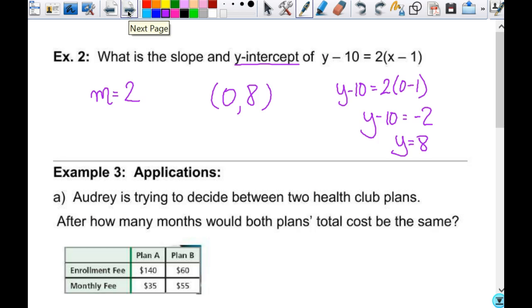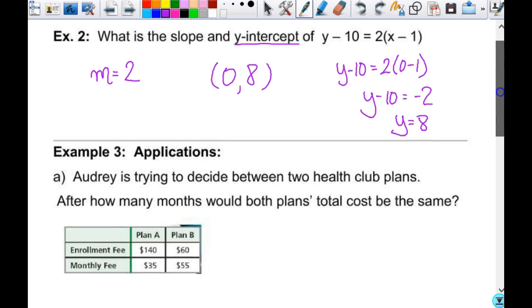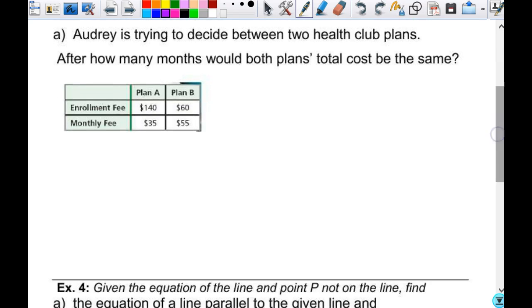Any questions? All right. Now this says, Audrey is trying to decide between 2 health club plans. After how many months would both plans' total cost be the same? All right, and then we have this little chart of information. So if this lesson is on lines, probably going to have to write an equation of a line. We're looking at whether or not they are parallel, intersect, or if they coincide. If I'm looking for after how many months they're the same, what should my lines be doing?